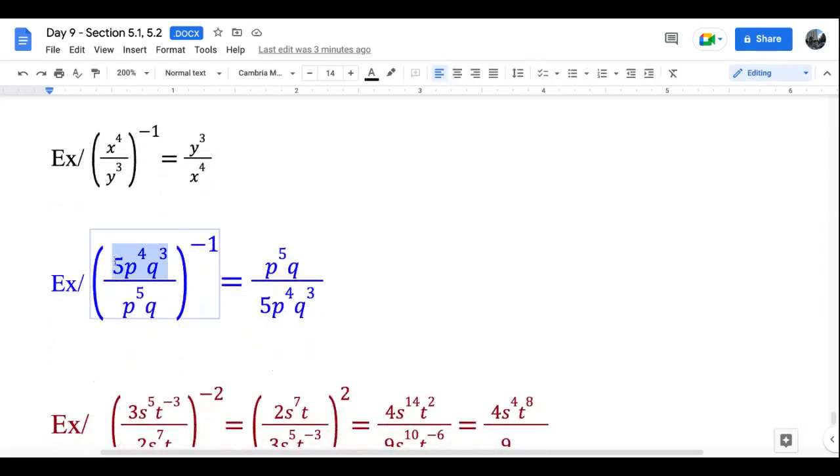Well, let's see this one. 5 times p to the 4th power, q to the 3rd power, divided by p to the 5th power and q, raised to -1. So we could simplify first, right? Or we could just do, because it's raised to -1, flip the numerator and denominator. The denominator became the numerator, the numerator became the denominator. Then we can simplify from here.